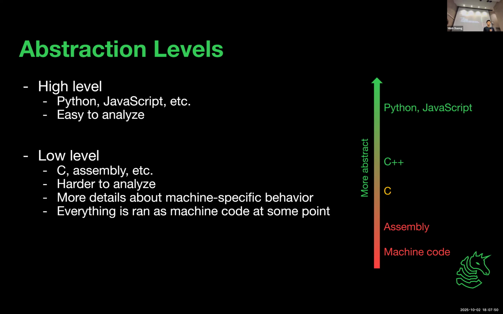Those are much harder to analyze because they're much closer to the behavior at the processor level, like what data is being loaded, stored, and what operations are happening. Everything goes down to machine code. So Python, you'll be running in an interpreter, which then runs the actual code as machine code, same with Java. And then C and C++ are compiled ahead of time into machine code, which is run on your computer.